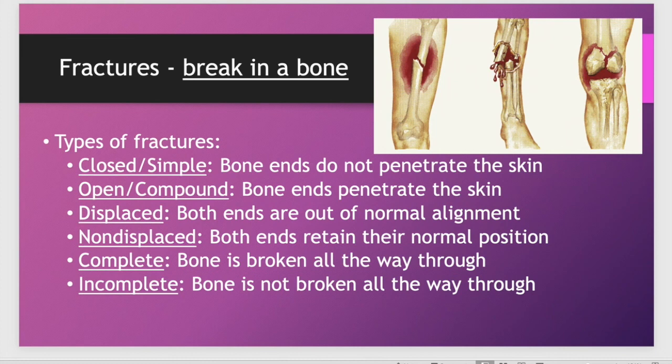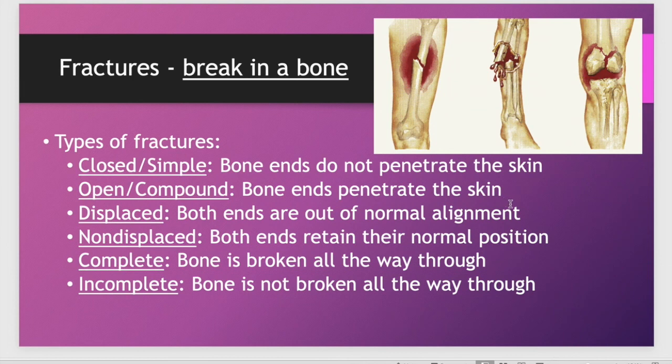If a fracture is closed or simple, that means that the bone ends where it's broken do not go through the skin at all. If a fracture is open or compound, then the broken ends would penetrate or go through the skin. So you can see here we have broken bones, but they're not protruding through the skin. Here, this would be closed or simple, and then this would be open or compound. So you've got that nice little piece of bone coming through the skin there.